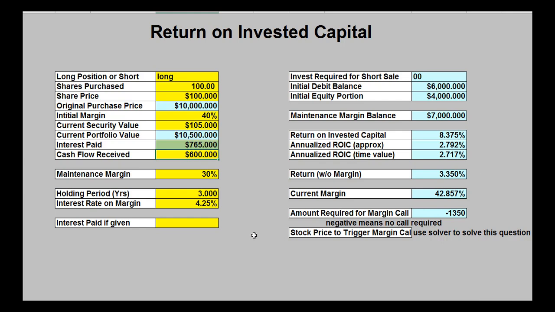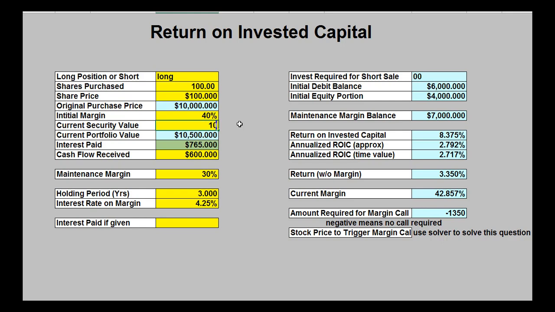Well, a good question might be, wait a minute. Before I go further, if you notice down here, here's the current margin, 42.85%. So that means we own 42%. Maintenance margin says you can go as low as 30%. So the amount required for a margin call is a negative number right now. A negative number here means that there's no call that's required. Well, that's fine. So how low does it have to go before we would have a margin call?